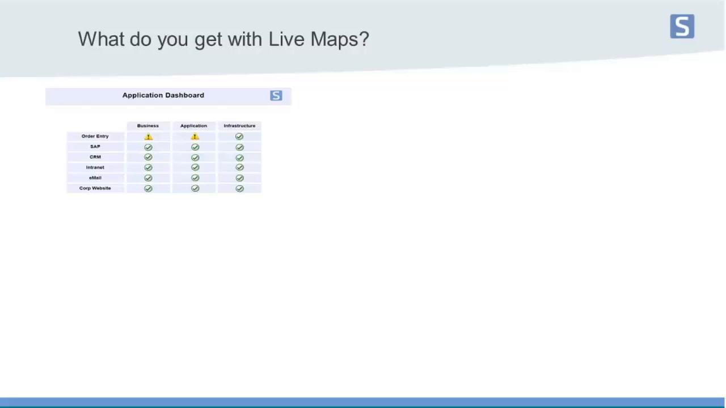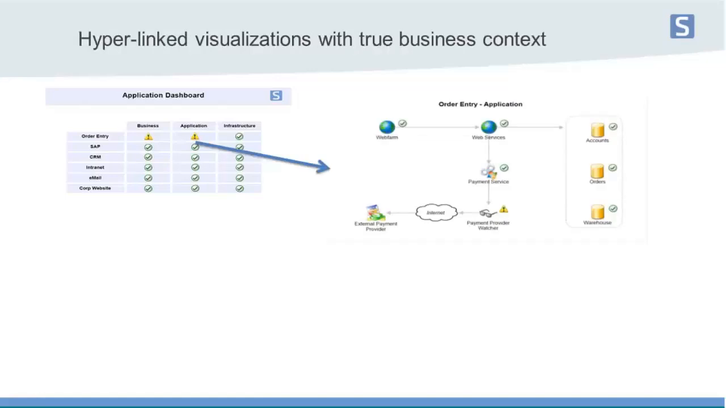So if we look just at the example dashboard on the screen here, you'll see that we're looking at a number of different applications. We've got our order entry application, our SAP implementation, customer relationship management, and so on. And then we can see the health of those applications from the point of view of different people in the organization. So the business executives, the application owners, and IT people. And here, our order entry system has a warning for the application owners to pay attention to and the business executives. One click, and we're right into a diagram of the application itself.